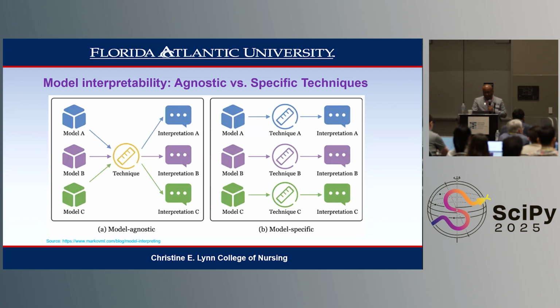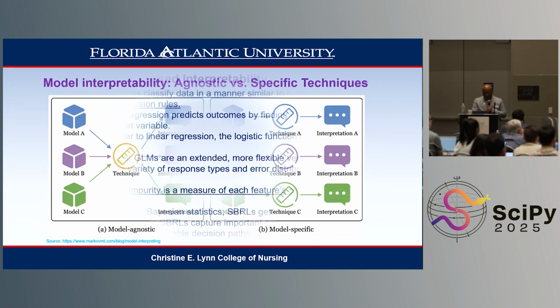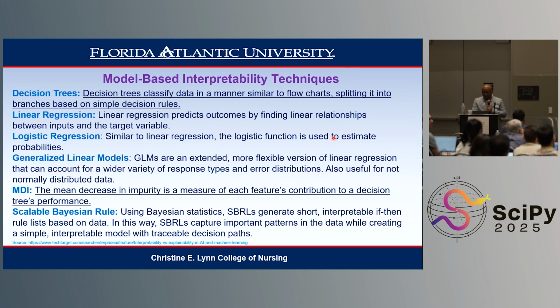You see that with techniques for models A, B, and C, the same technique can interpret them. Maybe model A is a support vector machine, another is a decision tree, another maybe deep learning, and the same technique can interpret all of them. This is model agnostic, and this is not model agnostic; a specific technique is needed. Okay, so there are a lot of model-based interpretability methods.